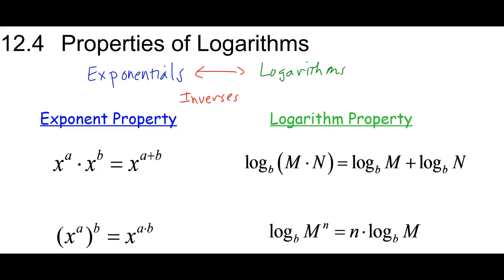Like, for example, the first exponent property I have here, you've used that all the time when you were back in Algebra 1. Anytime you were multiplying any two polynomials together, you had to be able to do that multiplying correctly. Like if you did x cubed times x to the 5th, you don't get x to the 15th, you get x to the 8th. You add the exponents when you multiply two exponentials together.